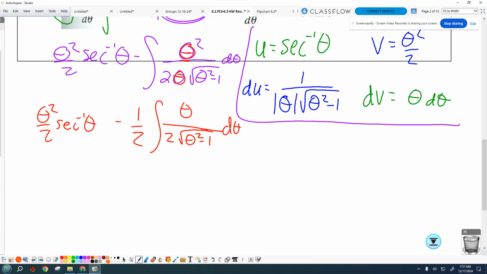Cameron, to do the U substitution, what's the U value? Theta squared minus 1, yep, the stuff under the square root. So George, what is the du? 2 theta.